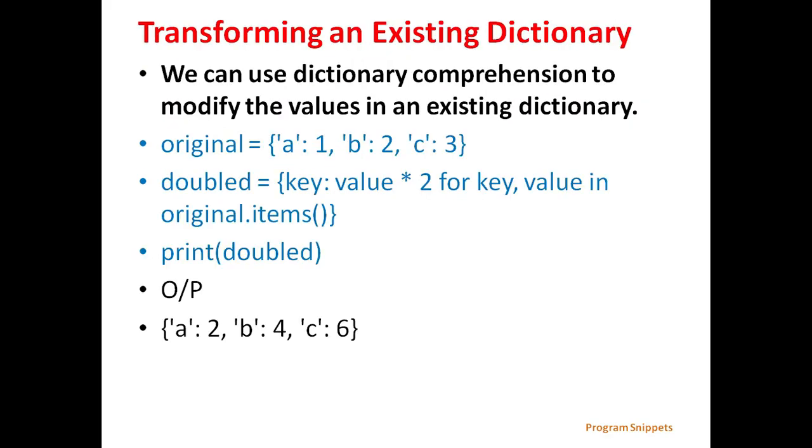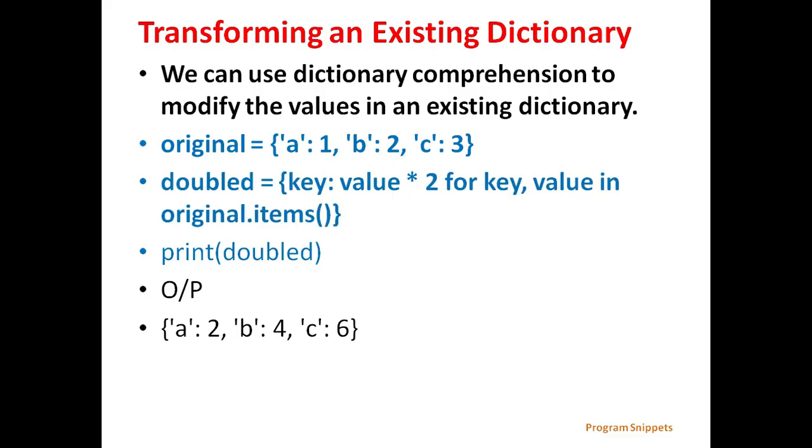We can use dictionary comprehension to modify the values in an existing dictionary. Here we have defined a dictionary with name original with key value pairs as A, B, C and 1, 2, 3 and we will create a new dictionary with key and value doubled for that key. So when we execute, it will give the output. For A it will print 2, for B it will print 4 and for C it will print 6. That is, it will multiply the value by 2.